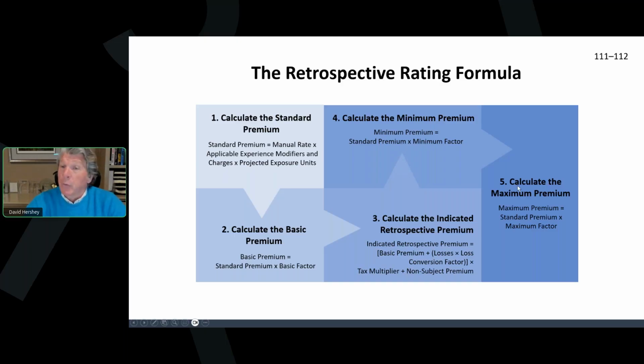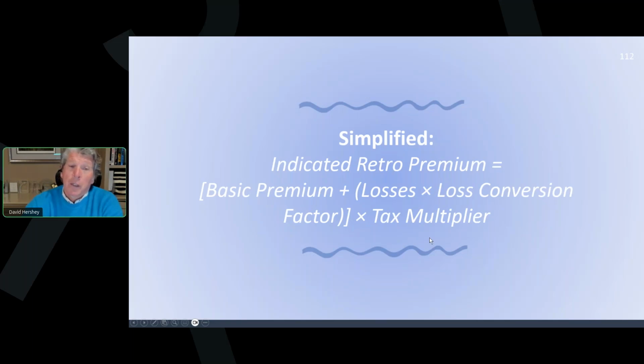Okay? And then we're going to calculate the maximum premium. Okay, and this you also want to pay attention to. Maximum premium equals the standard premium, okay, which you have over here, times the max factor. And the factor, anything that says factor, comes from the underwriter, right? Here is the way it's laid out, right?